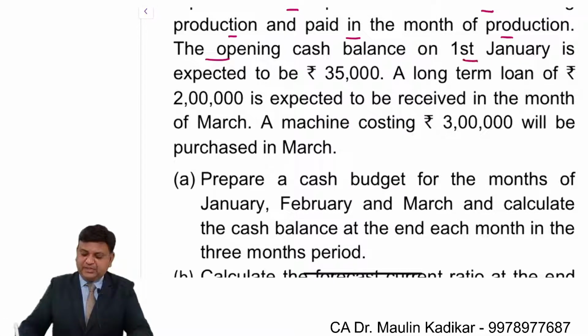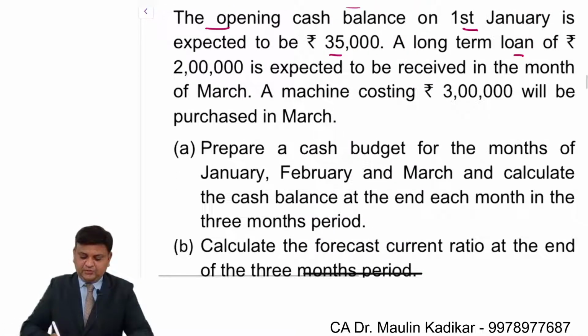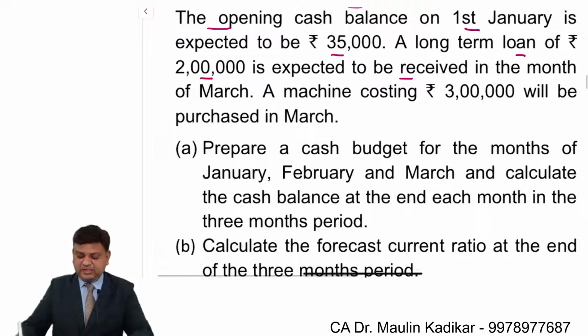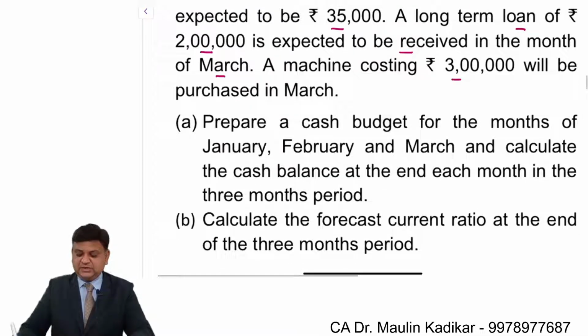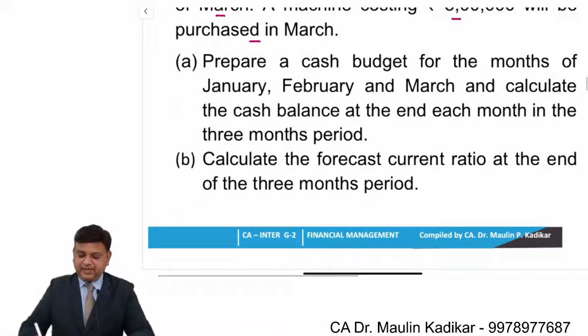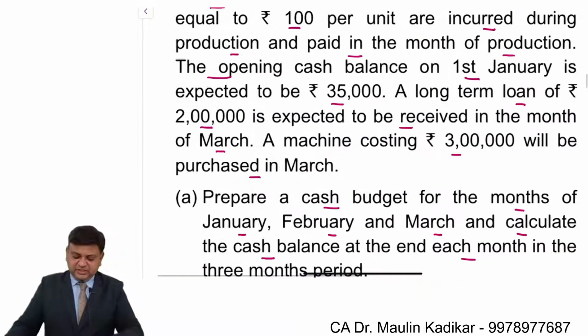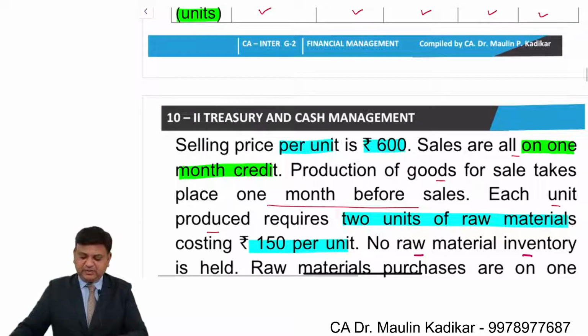The opening cash balance on 1st of January is expected to be 35,000 rupees. A long-term loan of rupees 2 lakhs is expected to be received in the month of March. A machinery costing 3 lakhs will be purchased in the month of March. Prepare a simple cash budget for the month January, February, March and calculate the cash balance at the end of each month in the 3 months period. So on monthly basis we are required to prepare the cash budget from the given information.